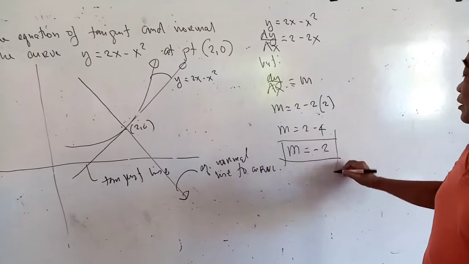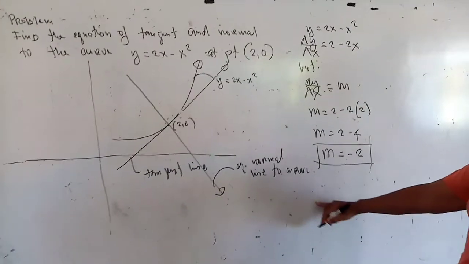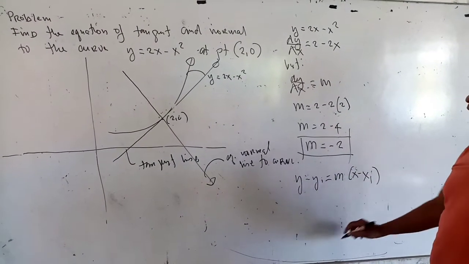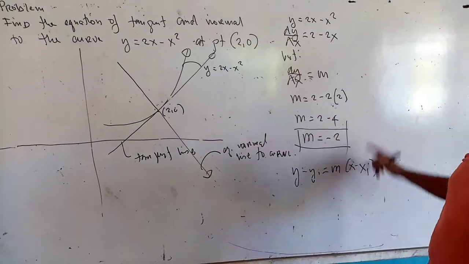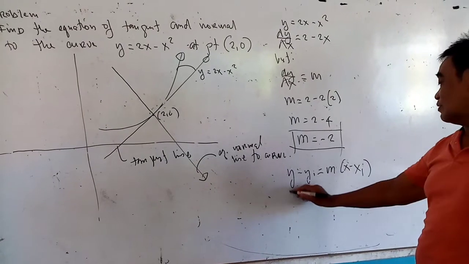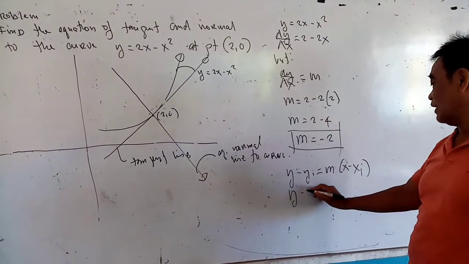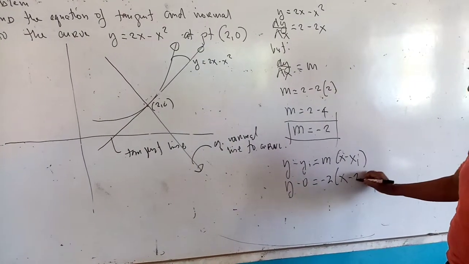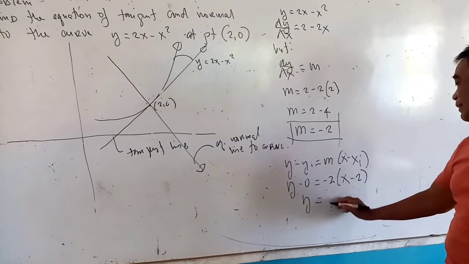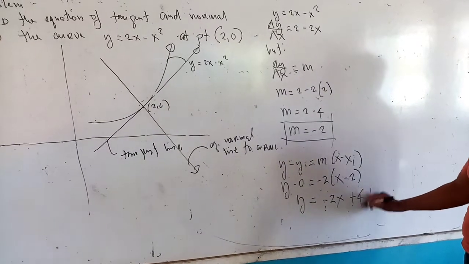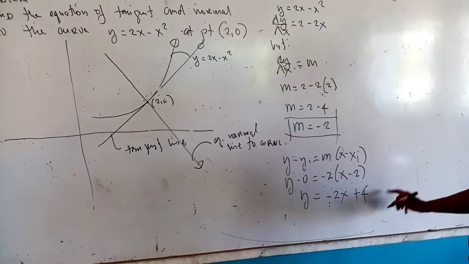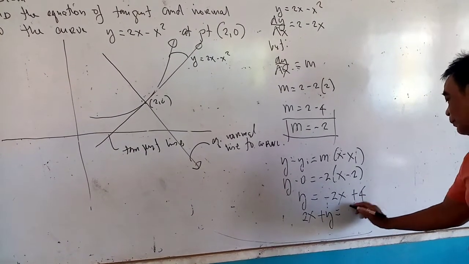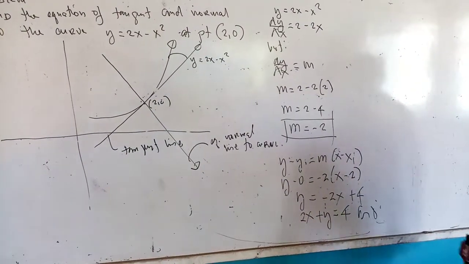Now, in solving your tangent line, using your formula from analytic geometry, y - y1 = slope times (x - x1), where (x1, y1) is your point of intersection between your curve, your tangent line, and your normal line. So this is y - 0, then the slope times x minus the value of x at the intersection, that is -2. So this is 0, then multiplying gives us the standard equation of the line, and transposing, that becomes 2x + y = 4, that would be the equation of the tangent.